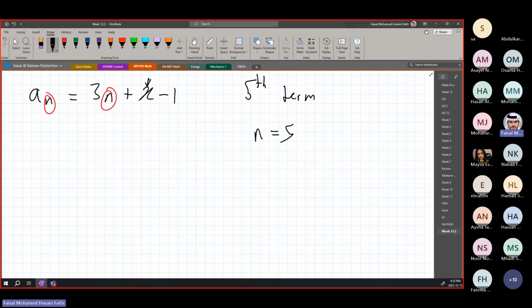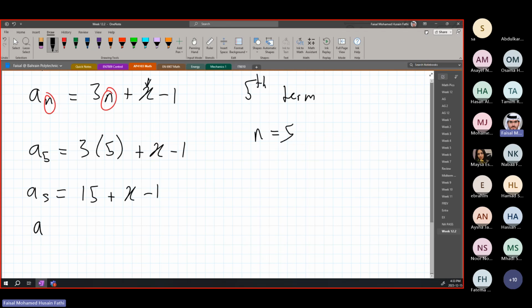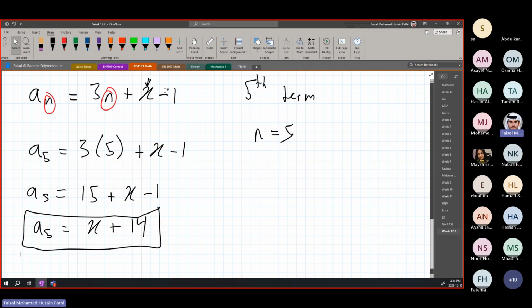That's what the fifth term means. So A5 will be equal to 3 times 5 plus x minus 1. Leave the x as it is. Don't have to solve anything. So 15 plus x minus 1. This is what A5 is. Simplify it, we will get x plus 14. And this is our fifth term. And done. Very straightforward. Don't worry about the variables given.